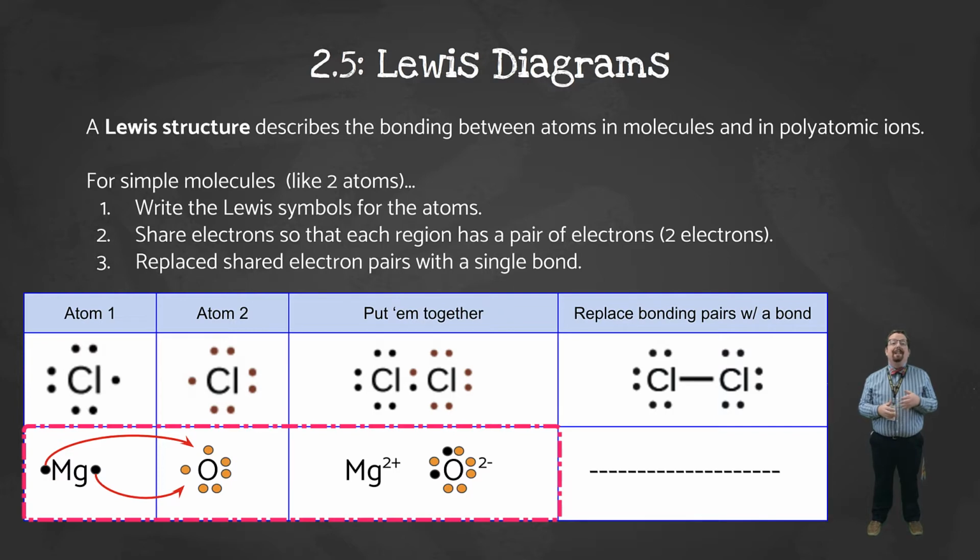Since the electrons are not shared, you will not be replacing any of them with bonds. You could, however, draw the Lewis symbols of the atoms, draw arrows to show the electrons moving from one atom to the other, then show the ions next to each other with their new ion Lewis symbols. For example, the Lewis structure for magnesium oxide would look like this.